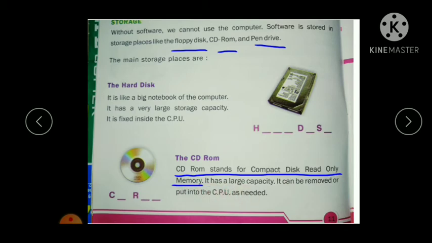What is the use of this CD? It is used as a storage device for storing images, videos or movies. It can be removed or put into the CPU as needed. If you want to watch a film, you have to put the particular CD containing the movie into the CPU. After completing the movie, you can remove this CD.